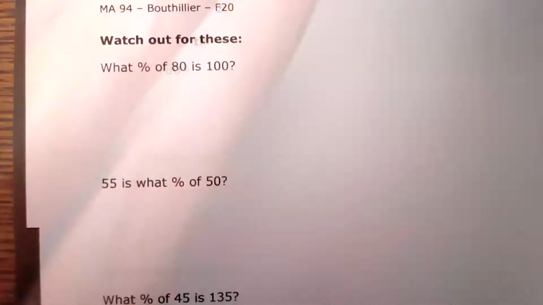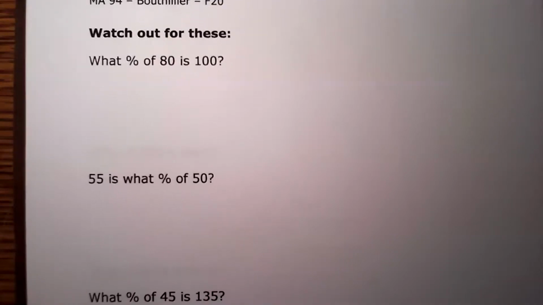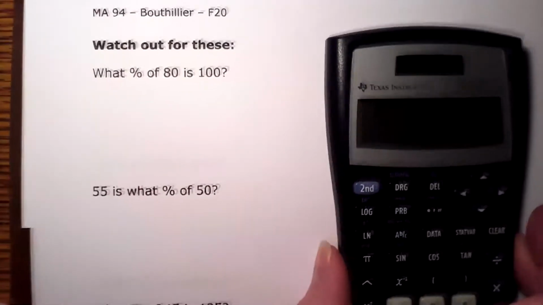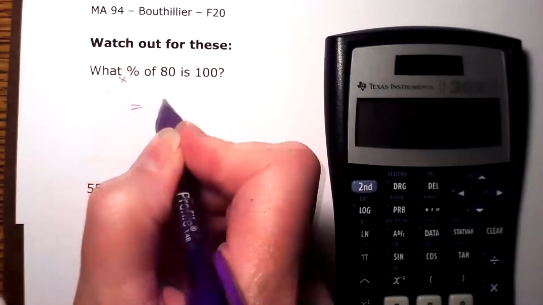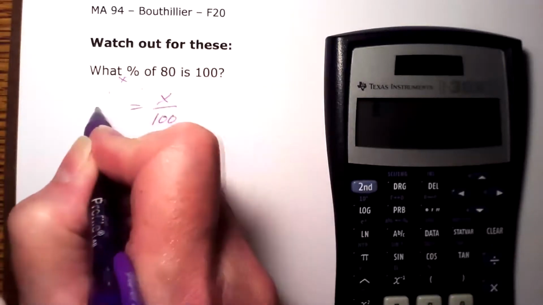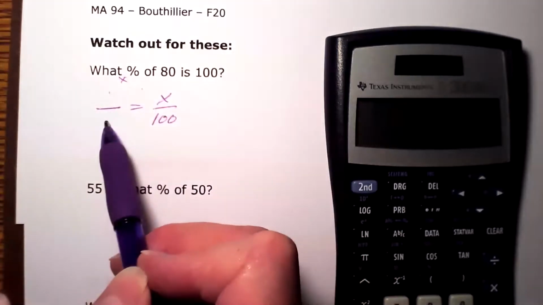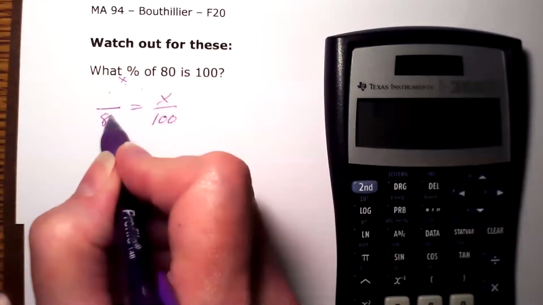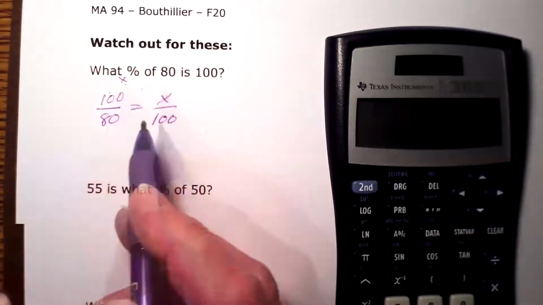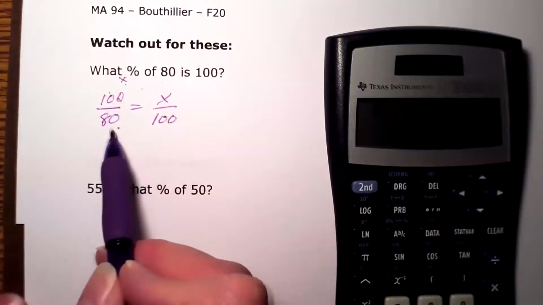These are a little bit different, and like I said, these tend to throw people because they end up having percents that are bigger than 100, and that seems to throw people because we're not used to seeing that. So what percent? The x is the percent, so the x is going to be over the 100. And here it's weird because we're used to seeing the smaller number on top and the bigger number on the bottom, but it's saying what percent of 80 is 100. So 100 is a percent of 80. So the 100 goes on top and the 80 goes on the bottom.